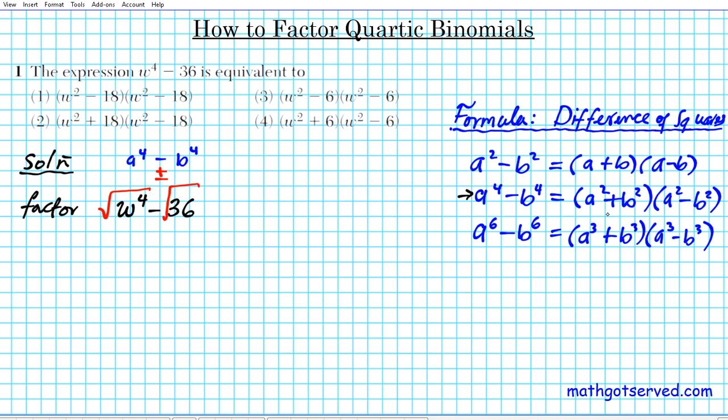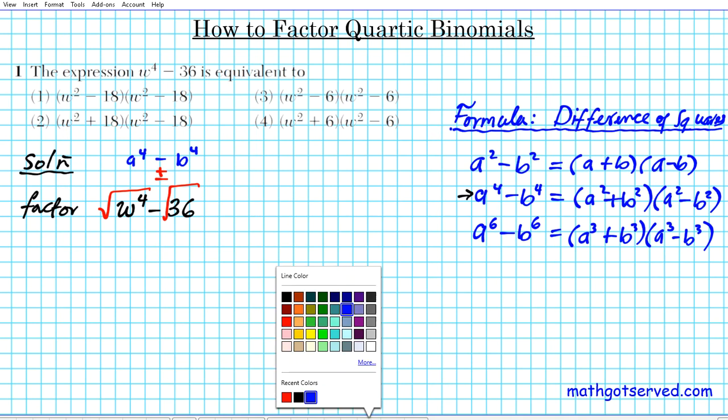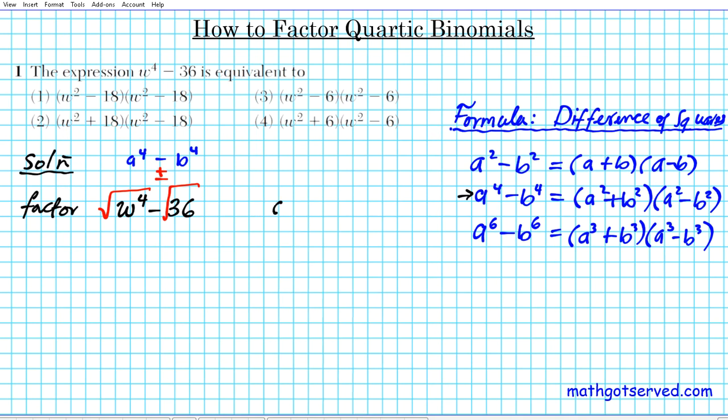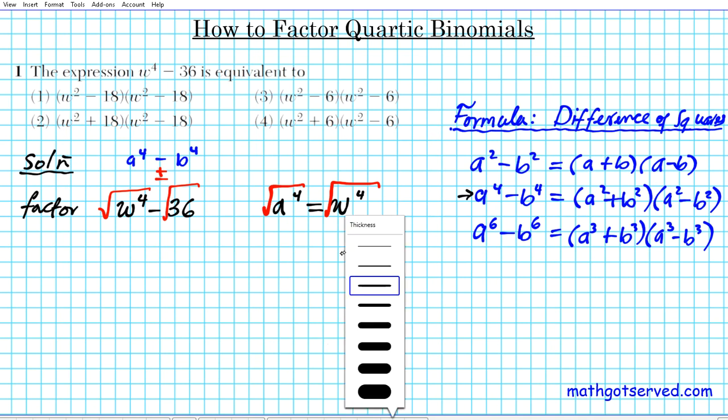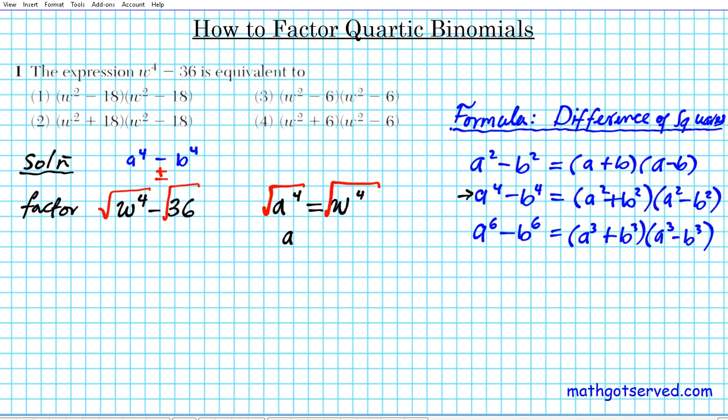Now we want to figure out what a square and b square are, so we write them as a sum and difference. The first term is a, so a to the fourth is w to the fourth. To get what a is, we simply root both sides, take the square root, and that will yield a square. Remember, when you root, you divide the power by 2. A square is going to be w square. So that's the result of rooting w to the fourth.